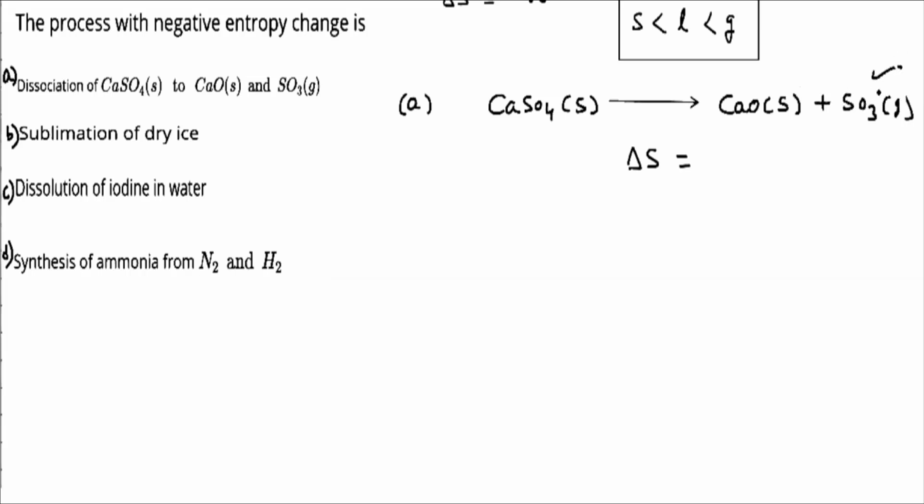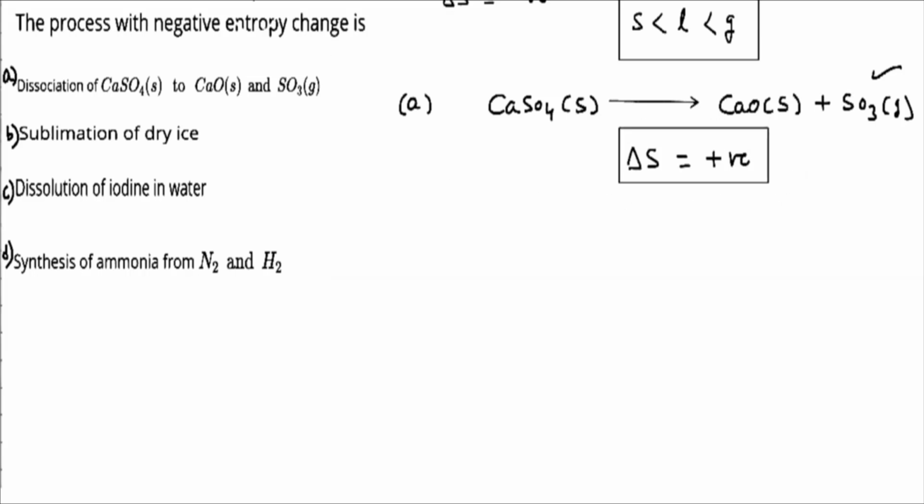Gaseous state is on the product side, right? So that means the product has a higher entropy as compared to the reactant. If you take the higher minus the lower number, it will give a positive value, which means the entropy change will be positive in this particular case.